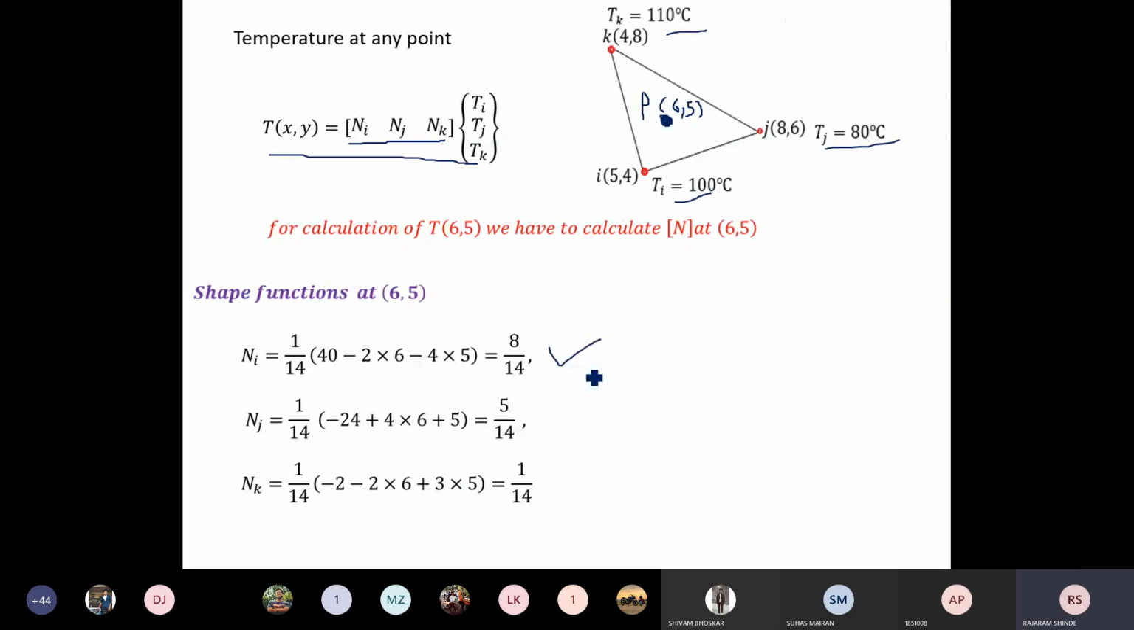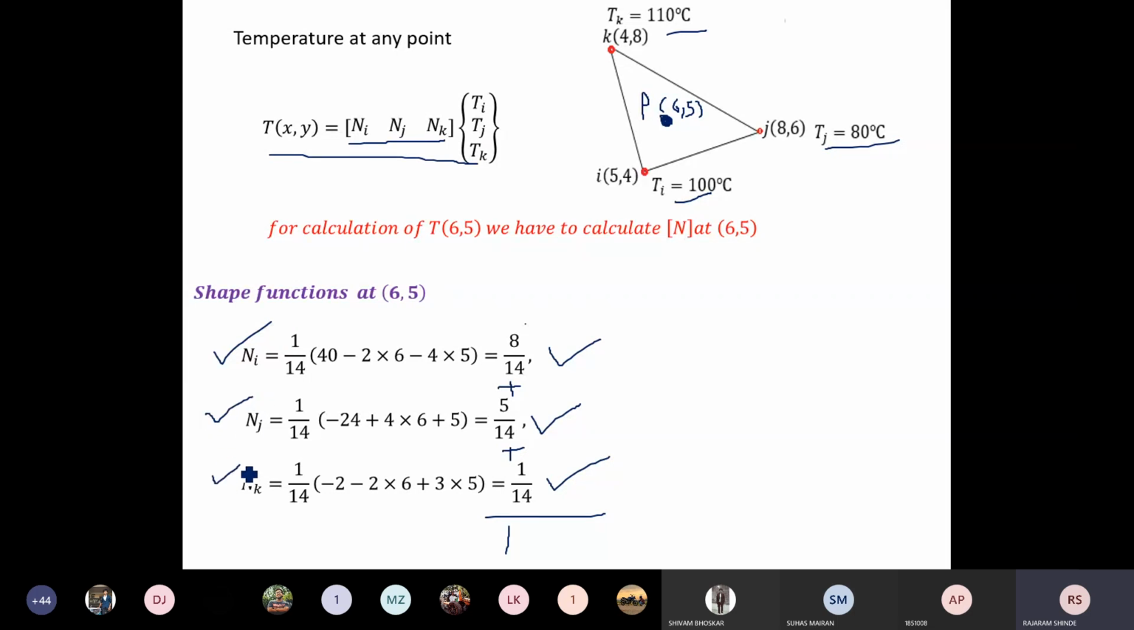This is your Ni, this is your Nj, this is your Nk. Now, one more property of the shape function I have told you in the one dimensional case: the addition of all shape functions at any point on the element is 1. Now you can check the shape functions by adding them. What is the addition of these three shape functions at 6, 5? What will you get? 1. Which means our shape functions are correct.